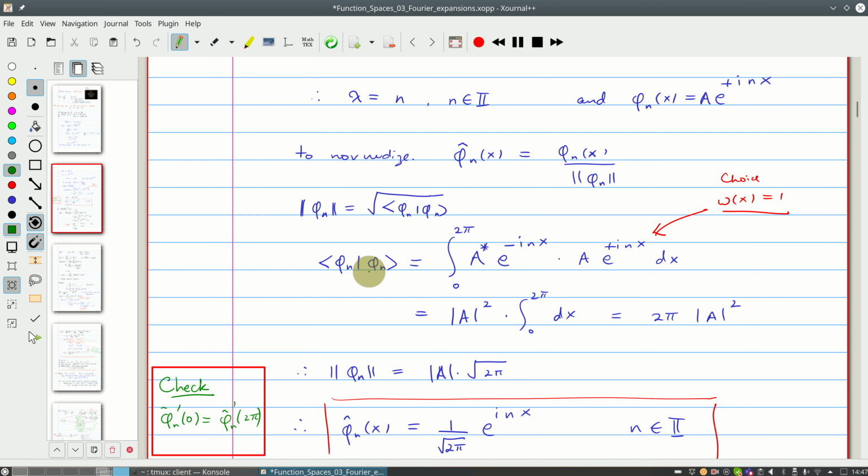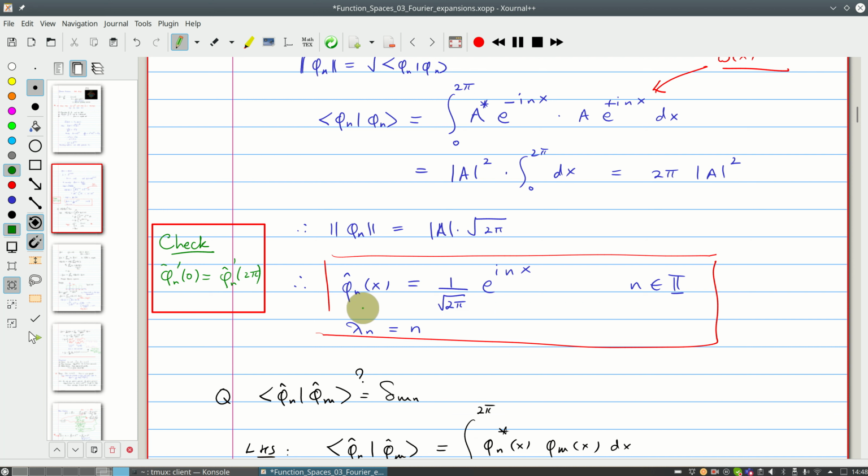then the inner product of phi n with itself is given by the integral from 0 to 2 pi. Those are the limits of integration of this particular space of periodic functions. And then we have a star, e to the minus i n x, times a e to the plus i n x, dx. Now, by the way, whenever you have a complex function and you're taking the inner product like this, you do need to complex conjugate the function that appears in the bra side. So we did need to complex conjugate this exponential and the coefficient here. And if you work it through, what you end up with is that the norm of phi n is the modulus of a times root 2 pi.